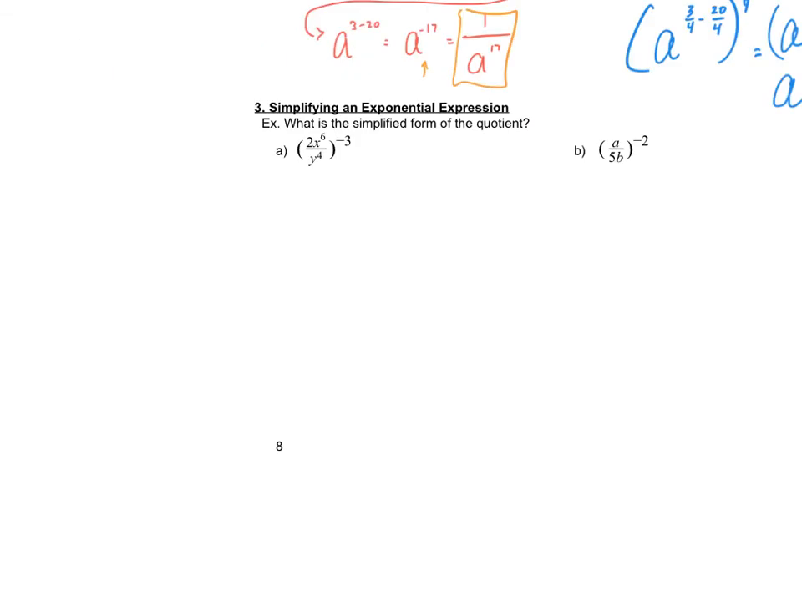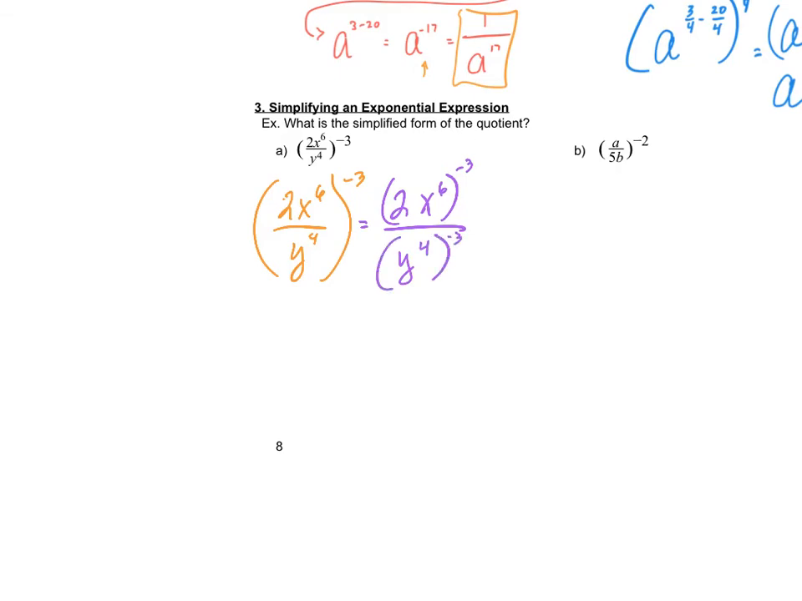All right, simplifying an exponential expression. What is the simplified form? Well, let's see. We have 2x to the 6th over y to the 4th, all to the negative 3rd. There's nothing inside those parentheses that I can simplify. So let's just go ahead and we have 2x to the 6th to the negative 3rd over y to the 4th raised to the negative 3rd.